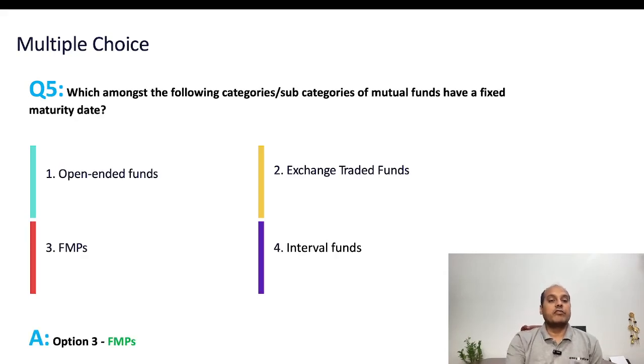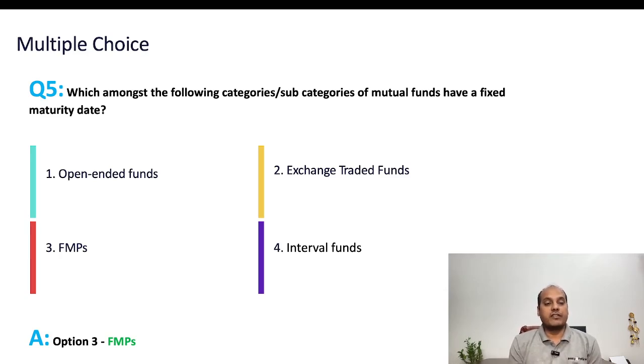Let's move to question number 5. Which amongst the following categories of mutual funds have a fixed maturity date? Open-ended fund, they don't have a fixed maturity date. You can always invest and sell it. Exchange traded fund, this is also not. They are open on a stock exchange. You can always go and buy and sell in them.